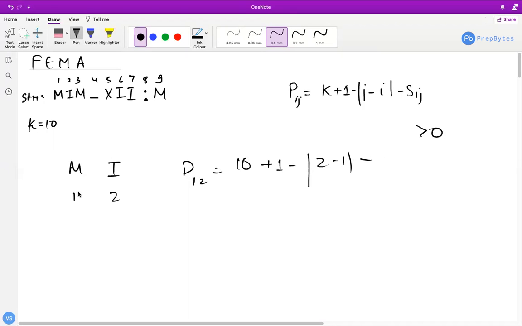Is there any sheet between the two? No, this is 0. So 10 plus 1 minus 1, and 1 minus 1 will be 0. It will be 10. Is it greater than 0? Yes, it is greater than 0. So we can include this.